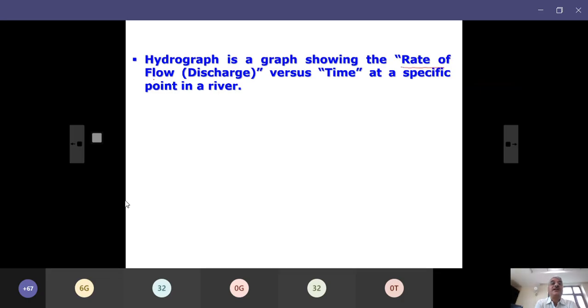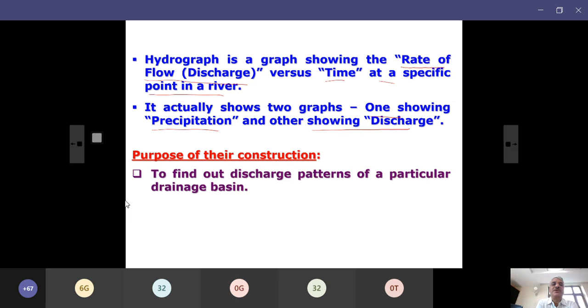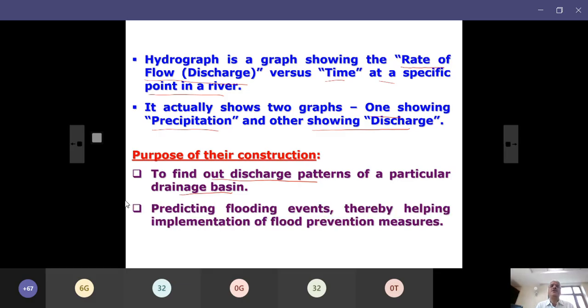A hydrograph is a graph showing rate of flow, or discharge, versus time at a specified point in a river, the point where we are doing gauging or measurement. It shows two graphs, one showing precipitation and the other showing discharge, as we have seen. But why do we construct a hydrograph? First, to find out the discharge pattern of a particular drainage basin. You are trying to establish a relationship between rainfall and discharge. That is one purpose. They are also used for predicting flood events.